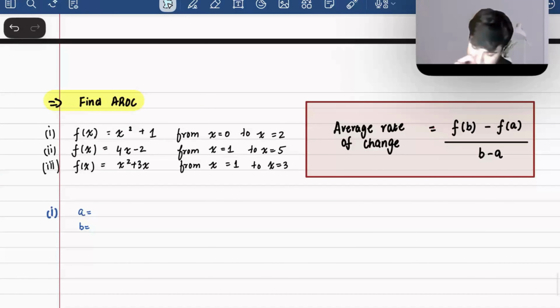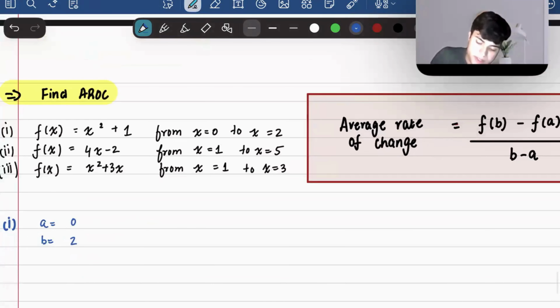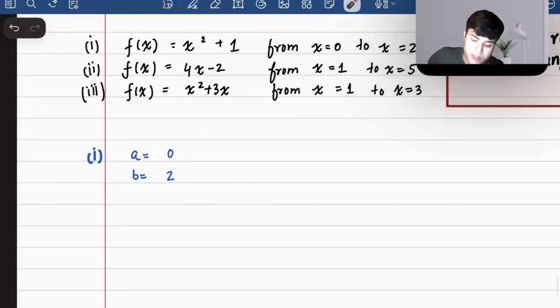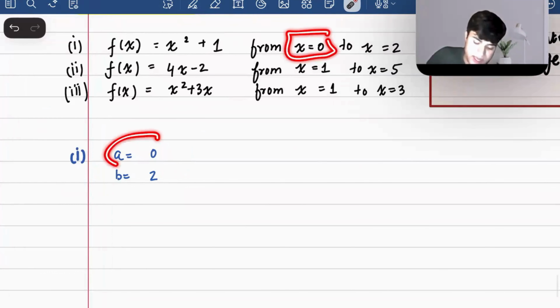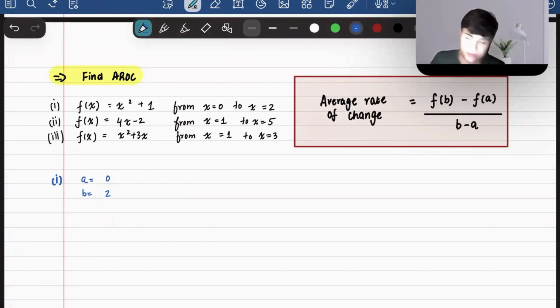Okay. So a value, let's go with 0. b, let's go with 2. Now, remember, you're going to give the larger value as b and the smaller value as a. Well, it practically doesn't matter, but I personally prefer having larger values be b and smaller values be a. But it's up to you. You can write it down in any order. You will still get the right answer.